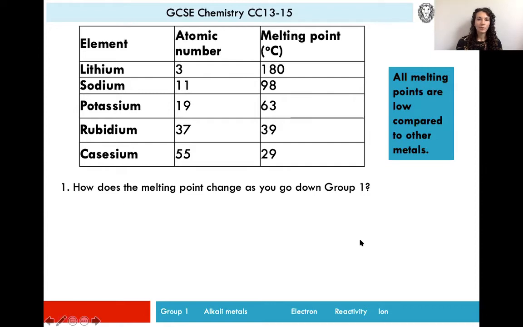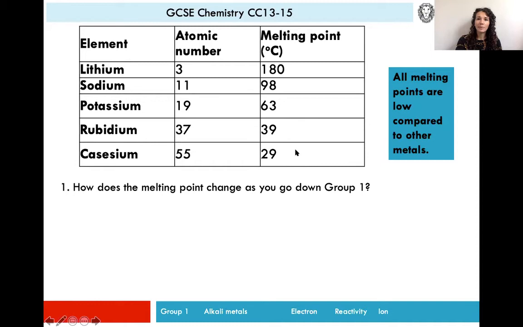So this table is looking at the atomic number of these alkali metals and their melting point. So you've got a table here that shows you the atomic number. Now we know as we go down the group, the atomic number increases, doesn't it? Because as you go down the group, more periods are added to the atom. So the period number increases and more electron shells are added. So the atom is getting larger. So you've got the atomic number increasing here.